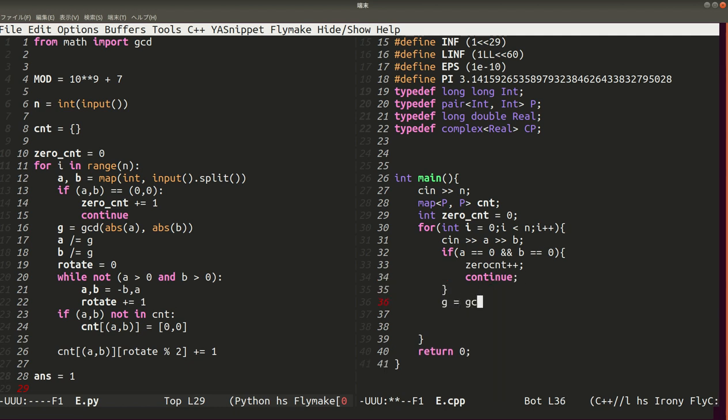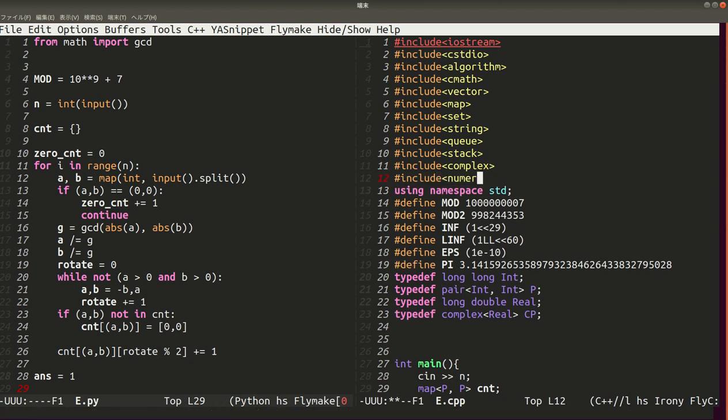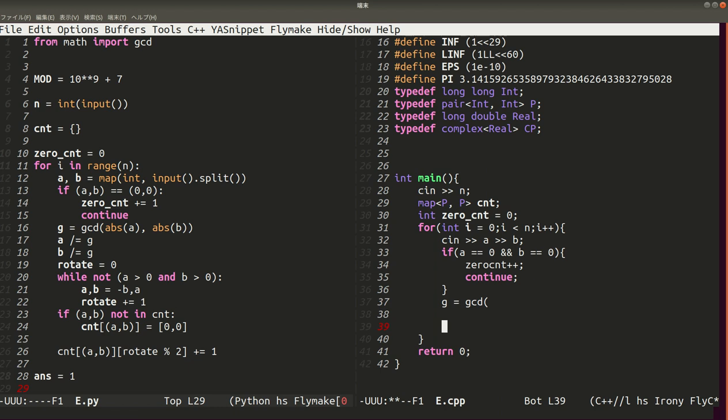And z equals GCD. GCD is from numeric. GCD of A and B. A divided by Z and B divided by Z. Required. Not.